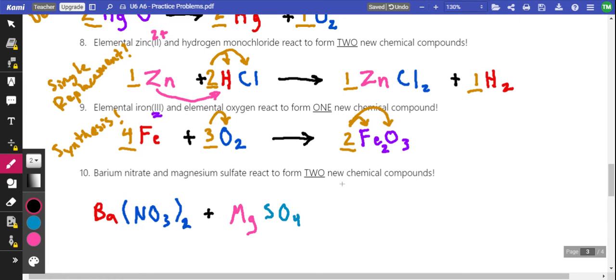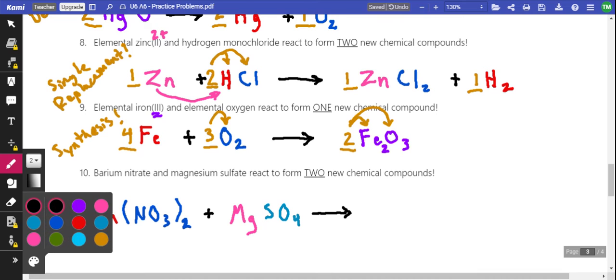Now I just have to get them to react to form two new chemical compounds. In order to figure out those products, I have to know their reaction type. So what do I have here? I have two compounds here. I have a compound made of a positive thing and a negative thing, a compound here with a positive thing and a negative thing. So if I want this to react and change somehow, this is going to be a double replacement.